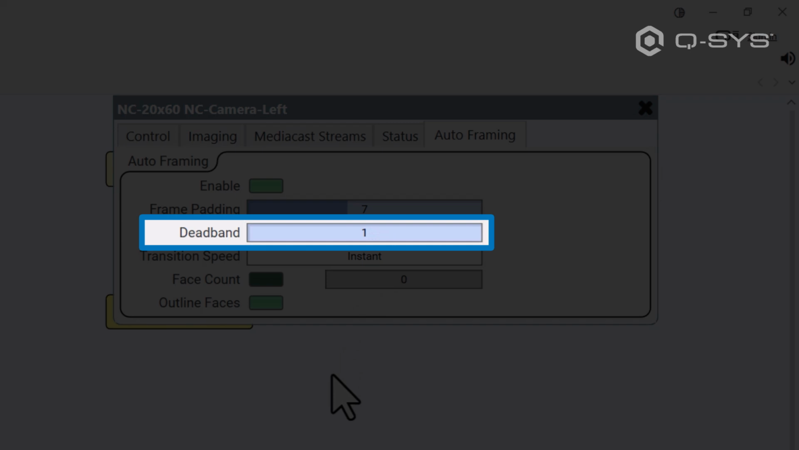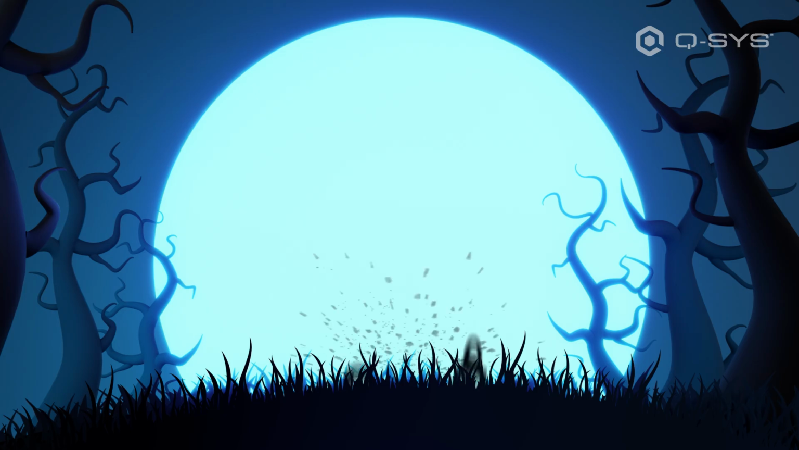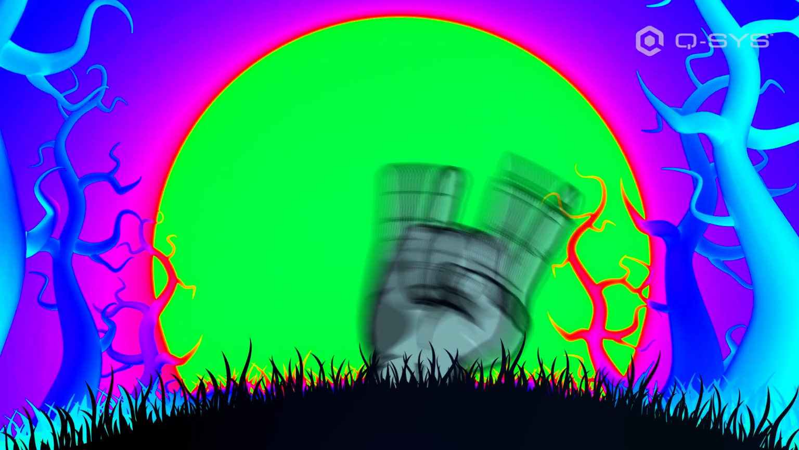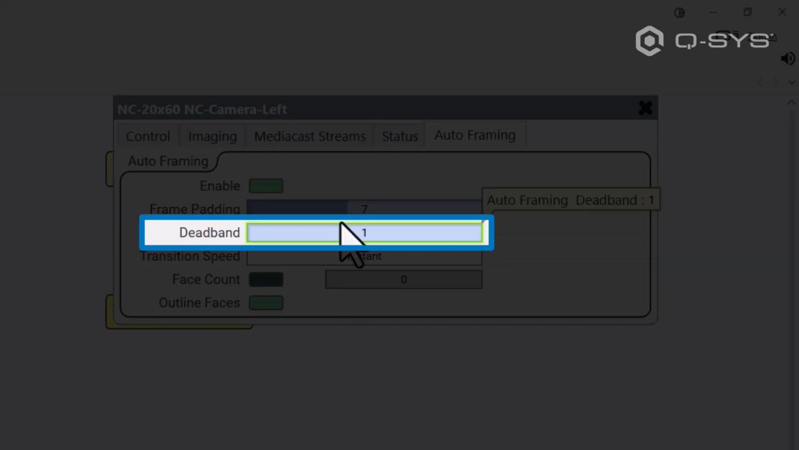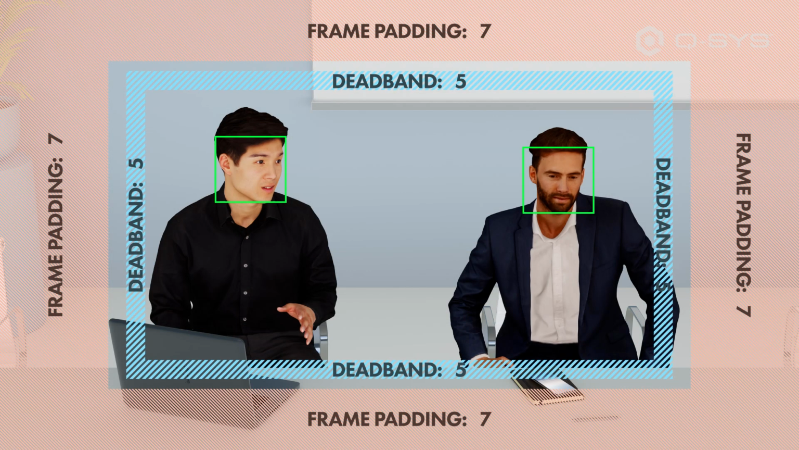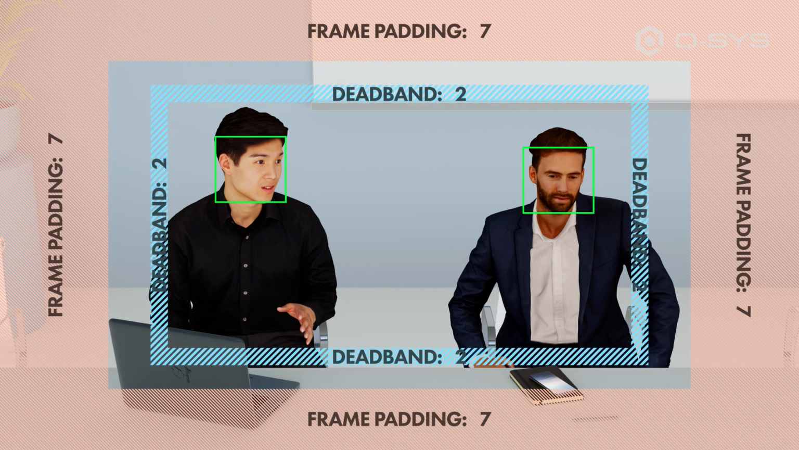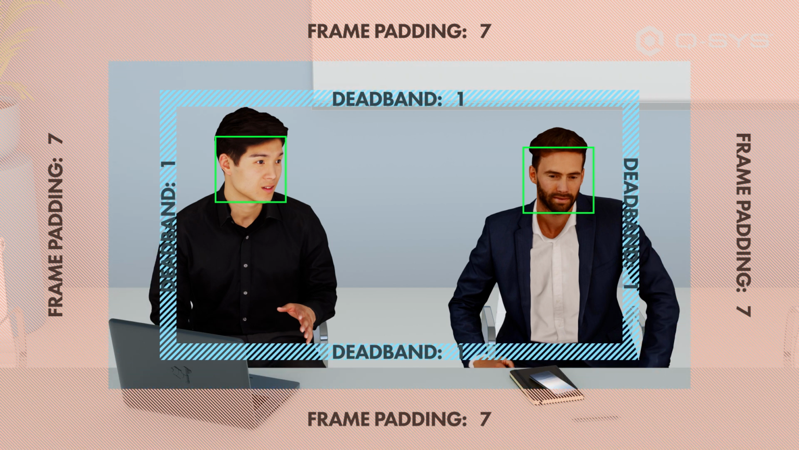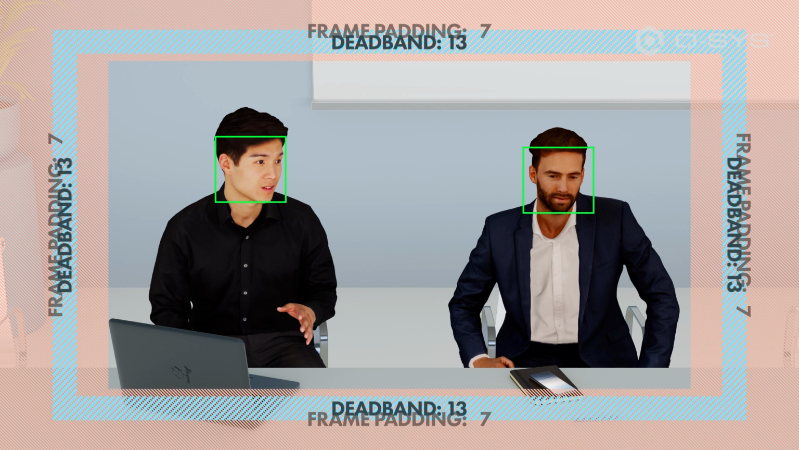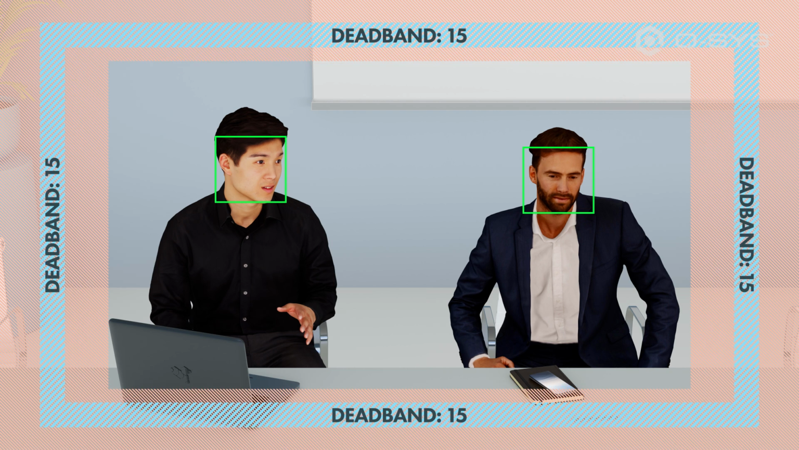Deadband also helps determine how much wiggle room our faces have in the frame before a reframe is triggered. This is another sliding scale from 1 to 15, where 1 indicates very little tolerance or a very tight area that a face can move around in before it reframes to a wider shot. And 15 will be lots of tolerance, where faces can move around more without triggering a wider shot.